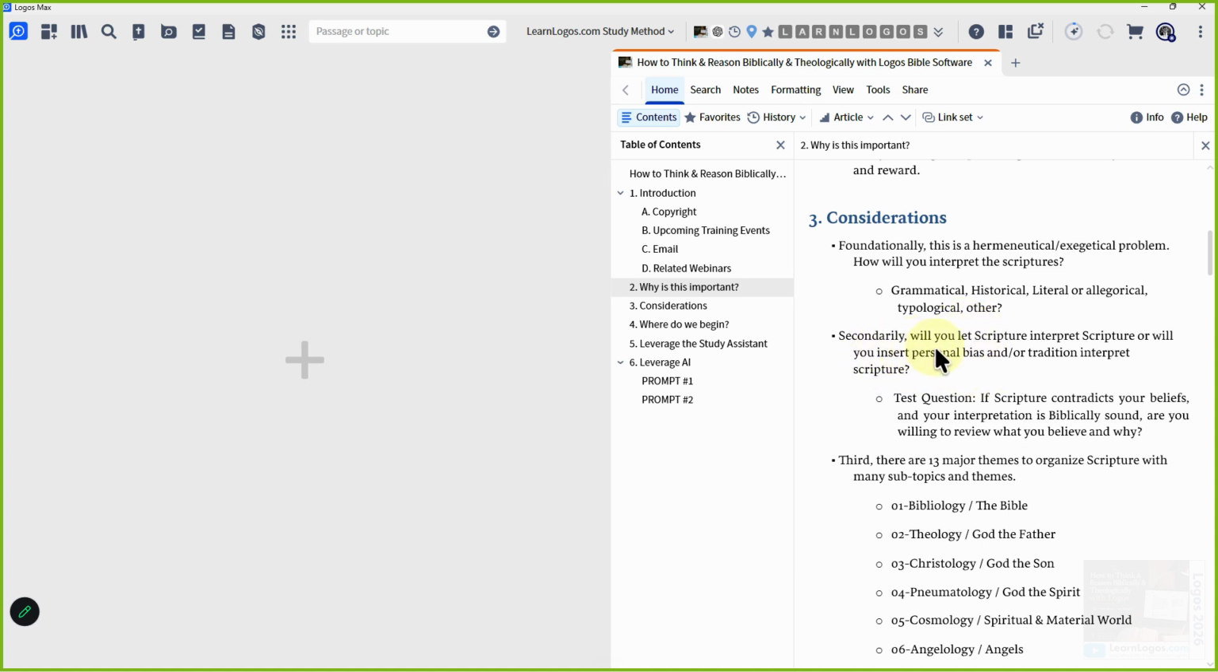Now, secondarily, will you let Scripture interpret Scripture? This is really key. Or will you insert personal bias and or tradition and interpret Scripture? This is a real problem in many denominations. They hold a view, and then they read that view into Scriptures. And the real test question is, if Scripture contradicts your belief and your interpretation of those Scriptures is biblically sound, are you willing to review what you believe and why?